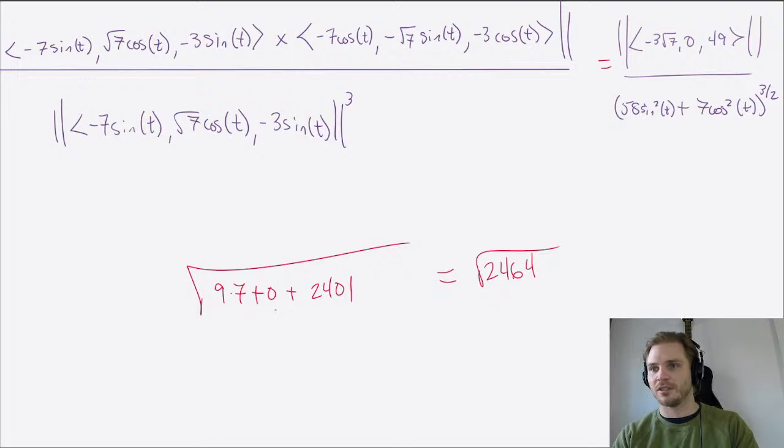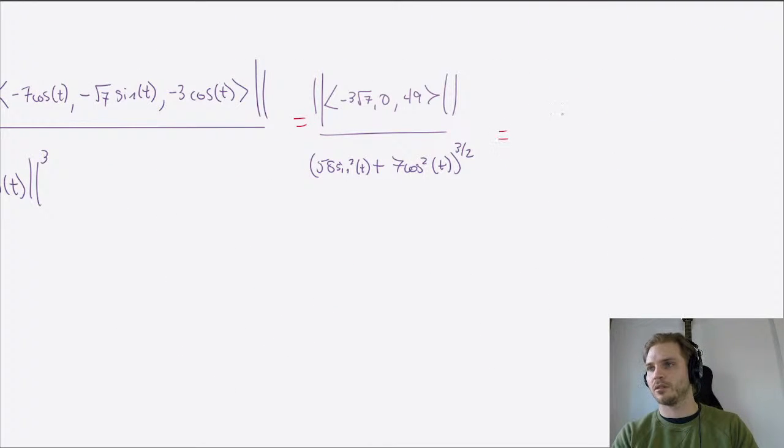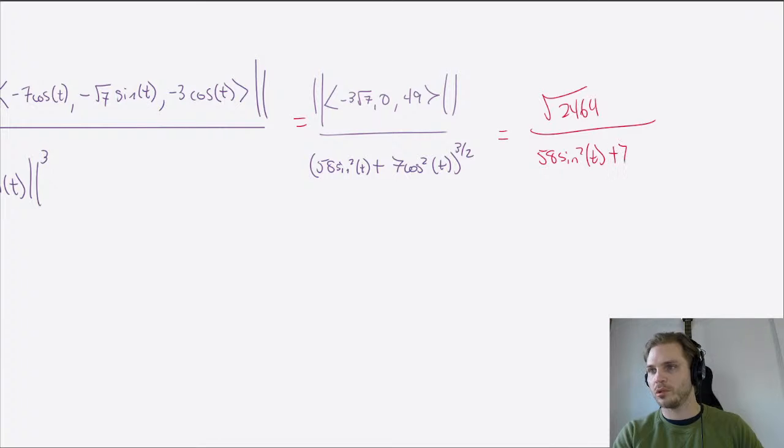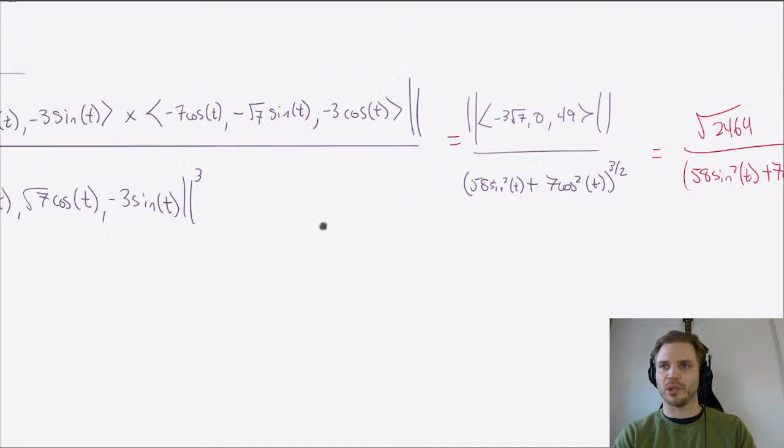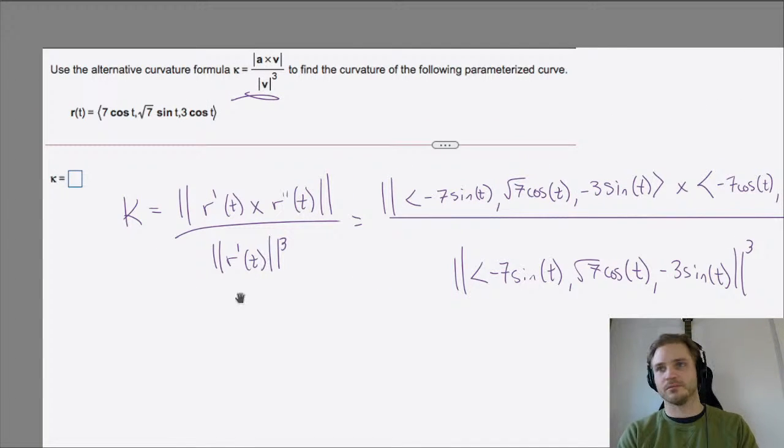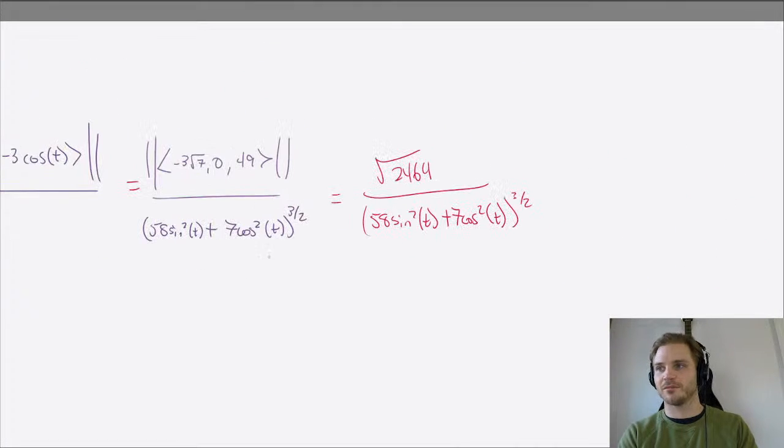Okay. So we got root 2464 over this mess, 58 sine squared t plus 7 cosine squared t, all raised to the 3/2. All right, what are we trying to do now with this? So that's the thing. There we go. I think that's the answer. It's terrible. I don't like it, but it is what it is.